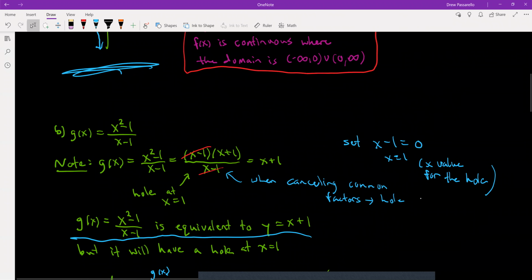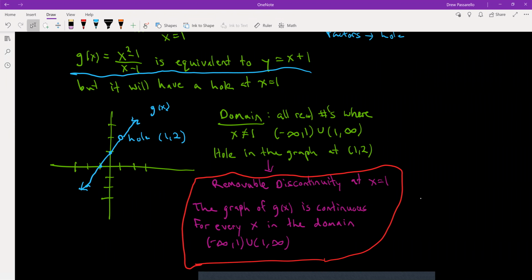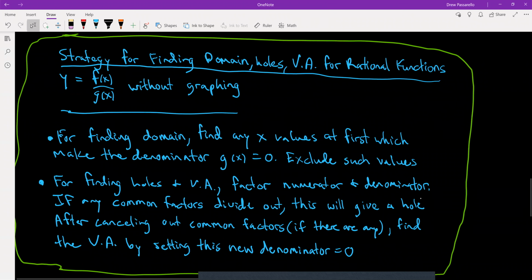Now, I was able to determine without graphing it yet that there was a hole when you canceled out the common factors. So there are techniques that you can apply algebraically. Of course, I would recommend sketching the graph to get a better feel of what's going on. But here's a strategy for finding domain, holes, and vertical asymptotes, specifically for rational functions, so functions that consist of a polynomial in the numerator and a polynomial in the denominator. You can make these conclusions without graphing.